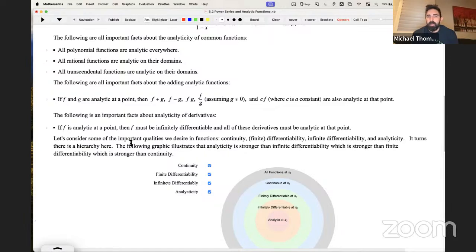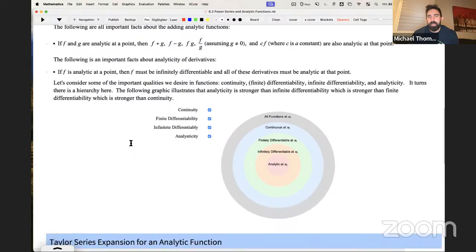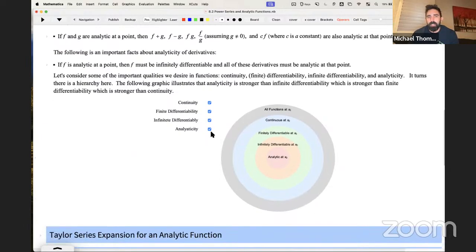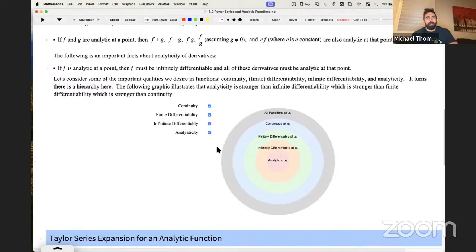To speak more broadly about this, I made this little picture to illustrate the desirable qualities we've been working through since Calculus 1. I remember back in Calculus 1, we first learned limits, but then we looked at functions and saw that some functions are continuous at, let's say, a point. And that's a desirable quality to have, right? Continuity. And then we learned about differentiability.